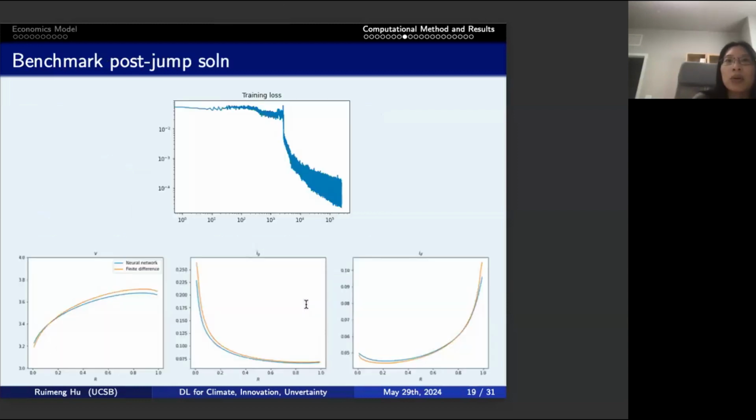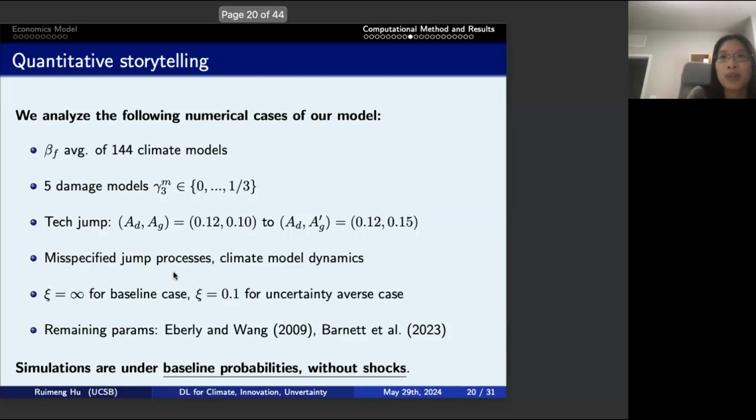So as a sanity check, or as a first step, we compare those solutions, and we really work hard to have them coincide with each other. I would like to say that from the numerical side, even achieving this is not very easy, because some of the parameters in the model are really small, and it's hard to train it to get an accurate solution. Okay, and after this, we look at the intermediate jump solutions, and also the pre-jump solutions, and let me show some simulation results.